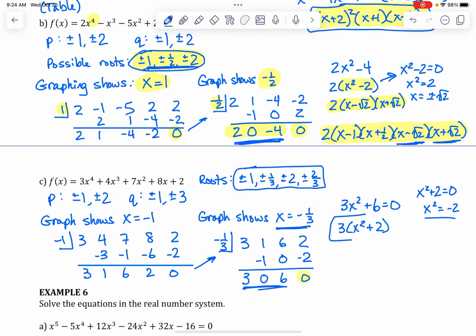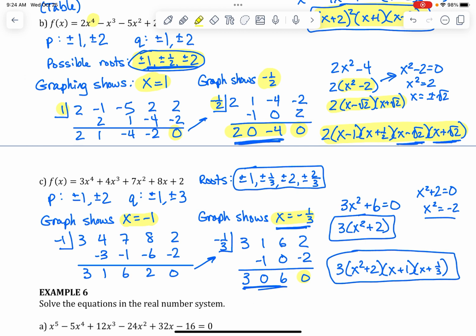So we're going to keep this kind of a prime factor as it is, and we're just going to add the other factors that our calculator showed us, right? So we have our 3x squared plus 2 factor. We're going to leave that as an unfactored quadratic because it's not factorable. It has no real solutions. And then we're going to write our other roots, x plus 1 and x plus 1/3. Okay? And so that is your factored version of this 4th degree polynomial.